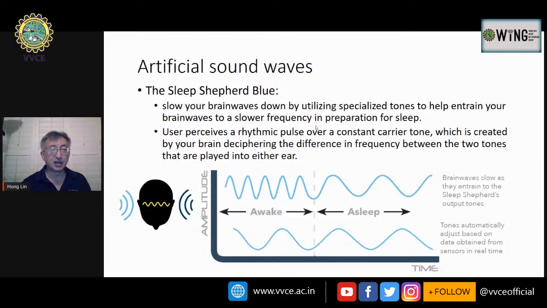It's called Sleep Shepherd Blue. So this technology uses different sounds inputted from two ears. The sounds in the two ears have some kind of difference in the wave frequency. So this will generate some kind of rhythmic pulse. So this rhythmic pulse will help people slow down their brain waves and then get into sleep. So that's another technology.